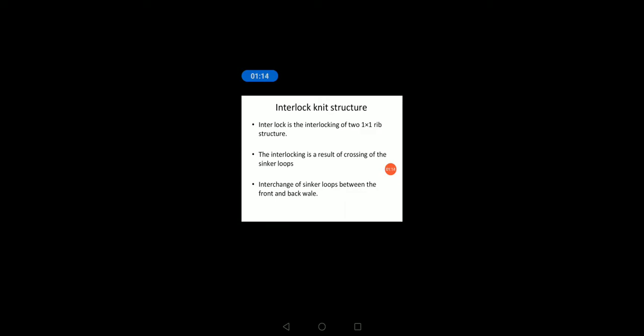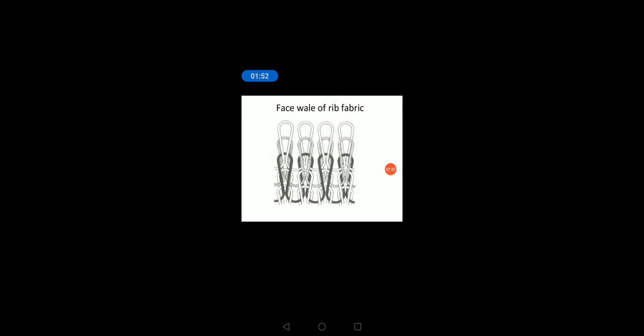The interlocking is a result of crossing of the sinker loops. Sinker loop is nothing but the joining of two types of loops, locked with the sinkers of an instrument. It is called a sinker. By interchanging sinker loops between the front and back wales, by joining two connecting loops, by formation of continuous looping, by adjusting the settings of knit structures. This is the wale of rib structures. Rib is nothing but.